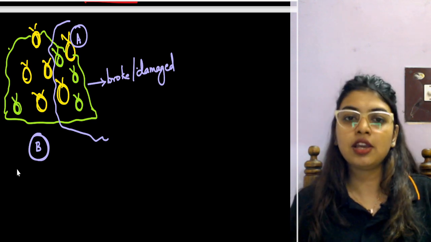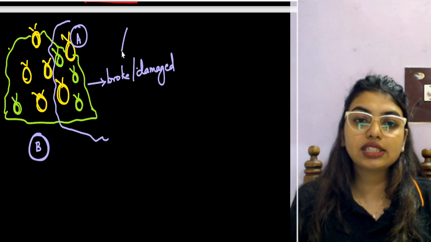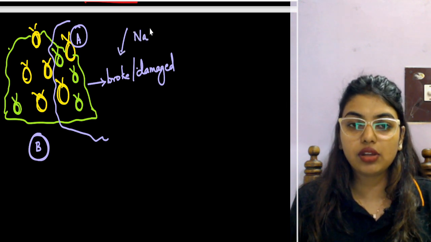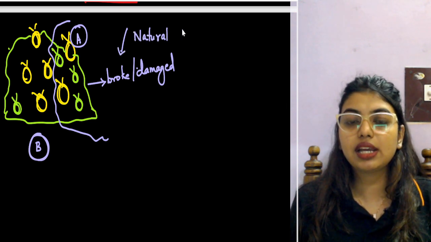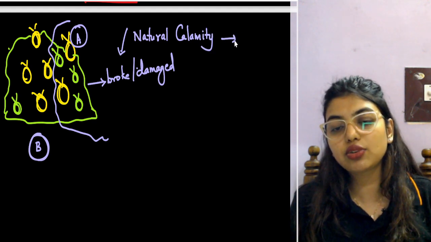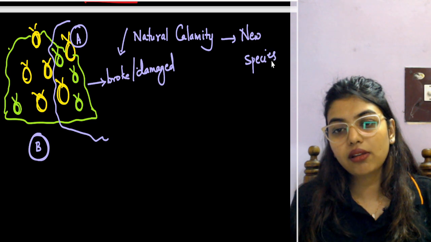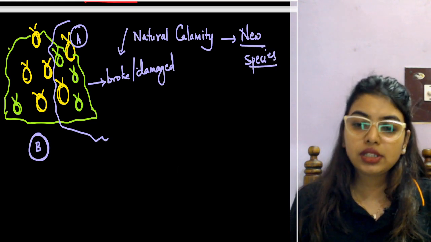which might be a mix. So this is the condition that was affected, or let's say it's a natural calamity also. It could be a natural calamity as well. After the natural calamity, whatever species I'm going to get is going to be my new set of species. Okay, understood?